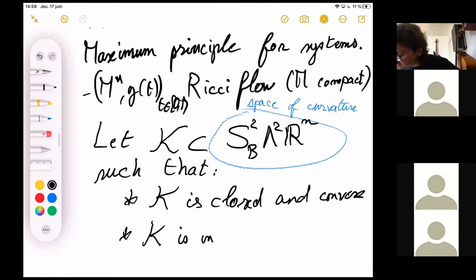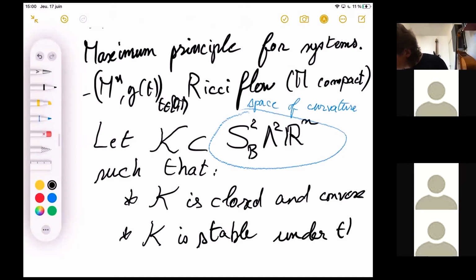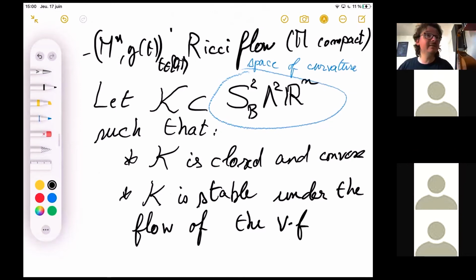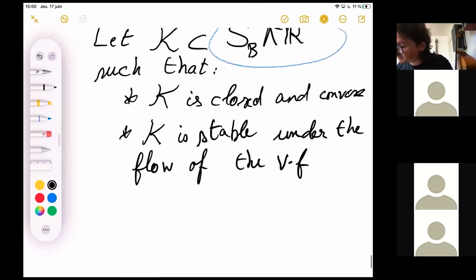K is invariant, stable. Maybe I should say stable. People say invariant, but I think stable is a better term here. Is stable under the flow of the vector field, which we encountered in the evolution equation for the curvature operator, Q.